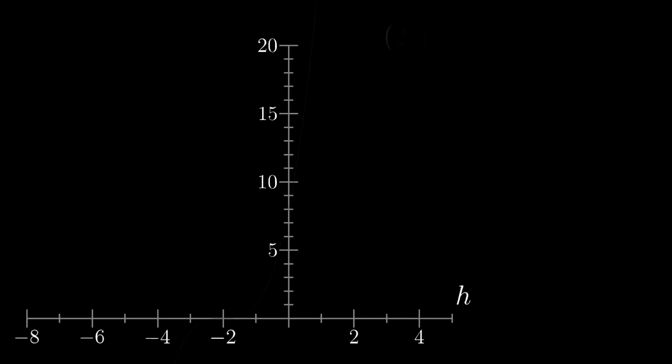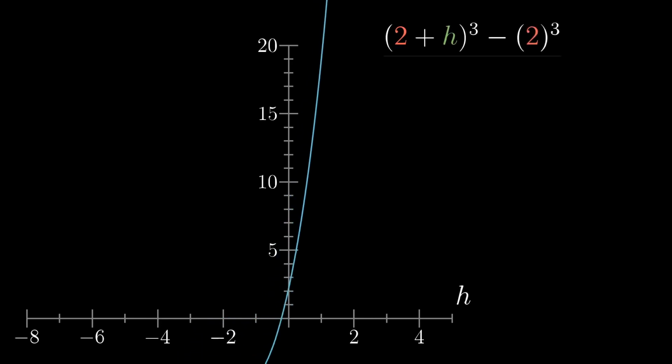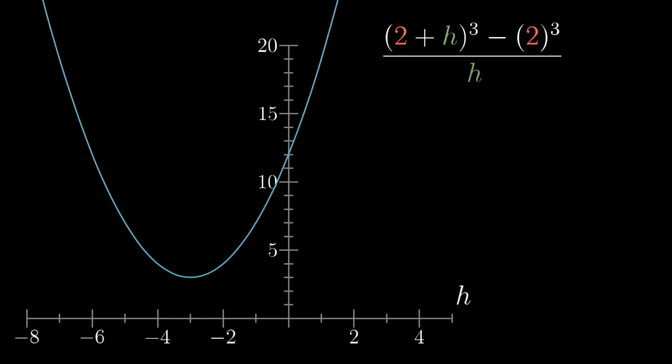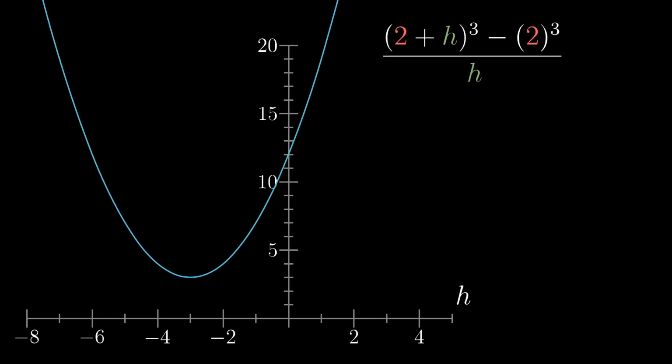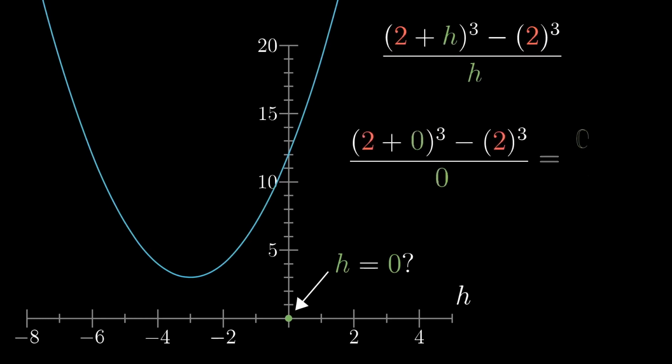For example, consider the function (2 plus h) cubed minus 2 cubed, all divided by h. This happens to be the expression that pops out when you unravel the definition of a derivative of x cubed evaluated at x equals 2, but let's just think of it as any old function with an input h. Its graph is this nice continuous looking parabola, which would make sense because it's a cubic term divided by a linear term. But actually, if you think about what's going on at h equals 0, plugging that in, you would get 0 divided by 0, which is not defined.